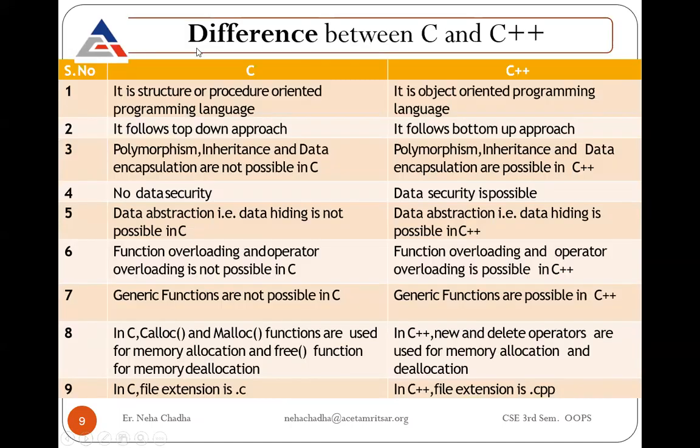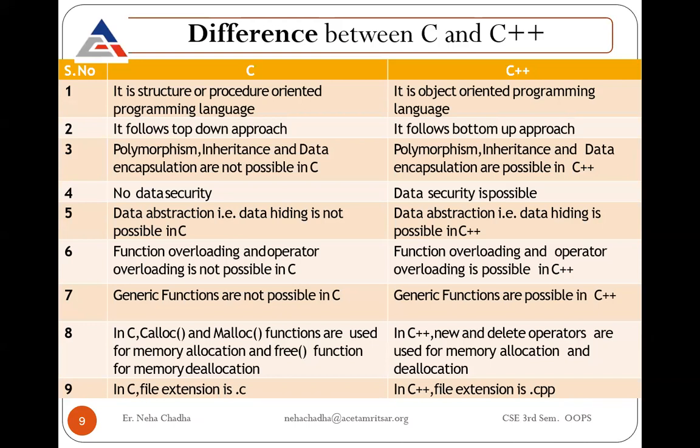Now coming to the approach of difference between C and C++. In C, it is structure or procedure oriented programming. We have already seen the features of the procedure oriented programming. Now coming to one of the example of procedure oriented programming, that is of the C. The C++ is object oriented programming language. C uses top down approach. C++ uses bottom up approach.